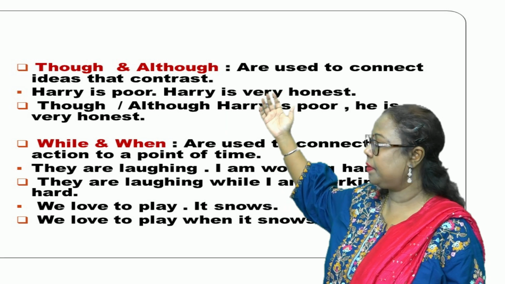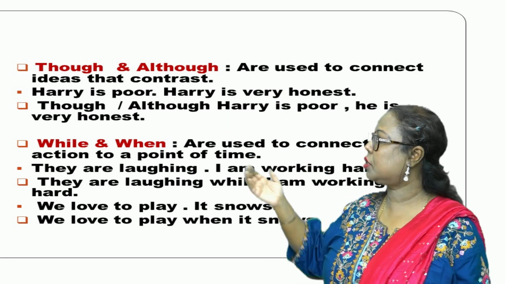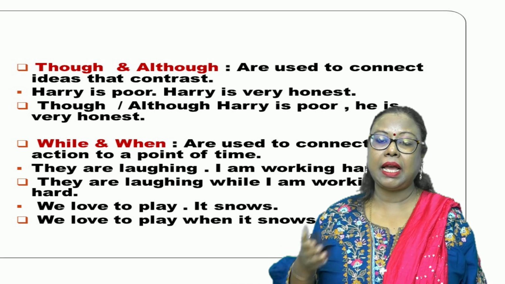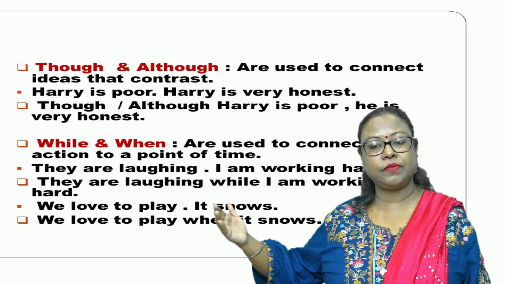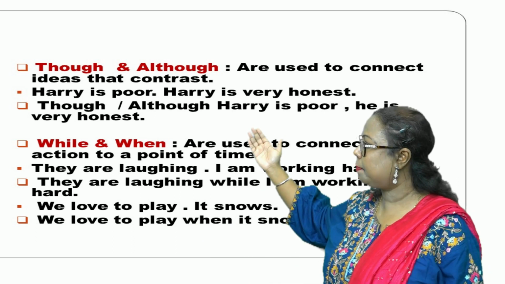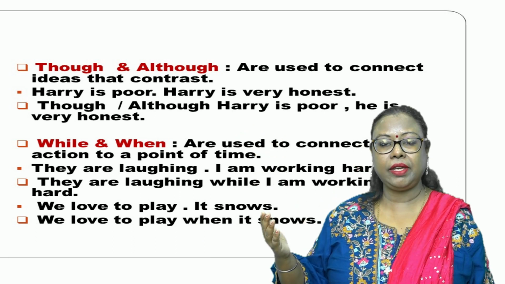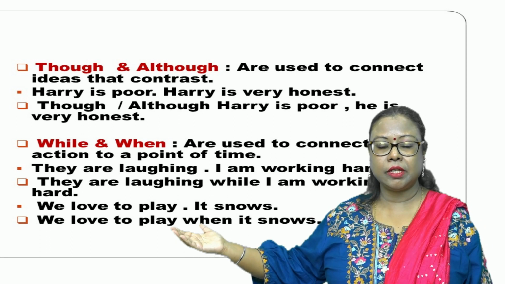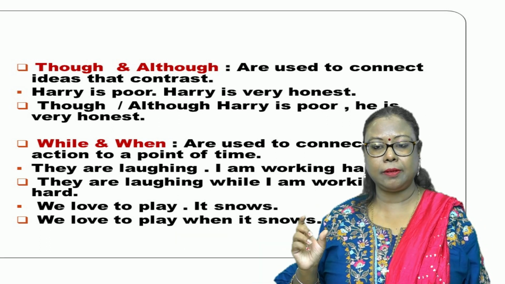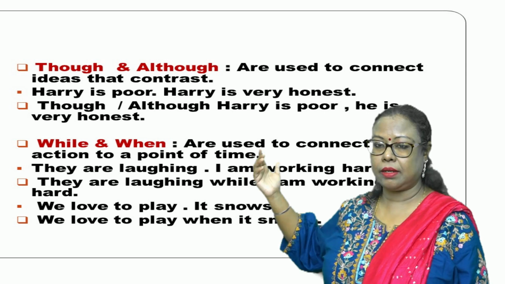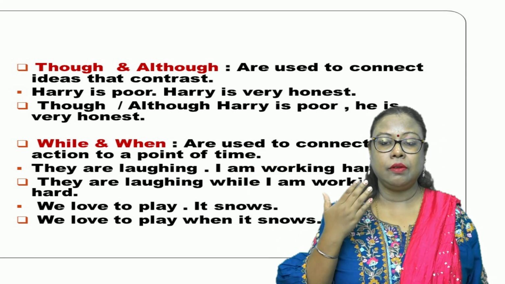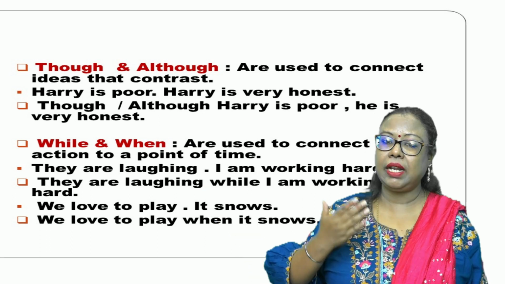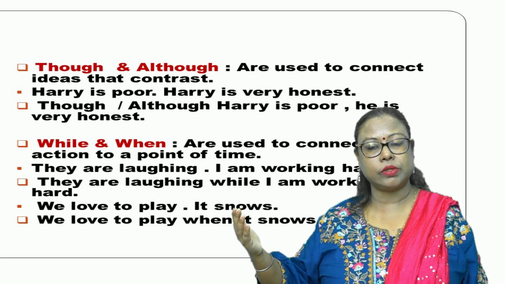While and when. We use the conjunctions while and when to connect an action to a point of time. Let's see an example. They were laughing while I was studying hard. So you are using the word while. Now let's see an example of when. We like to play. It snows. We like to play when it snows.